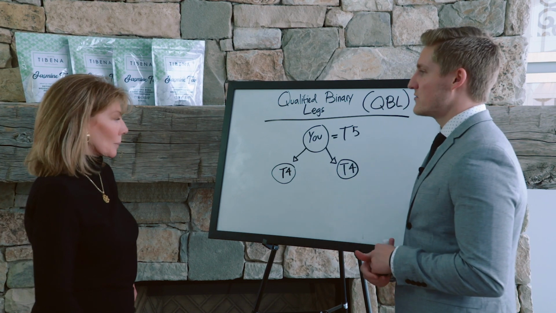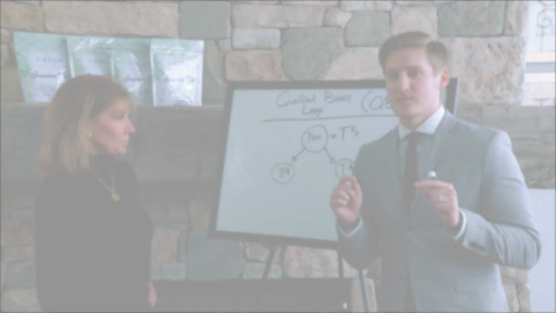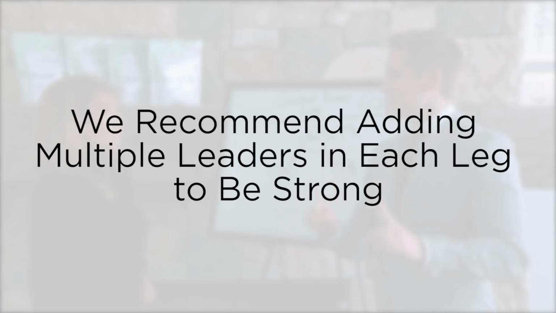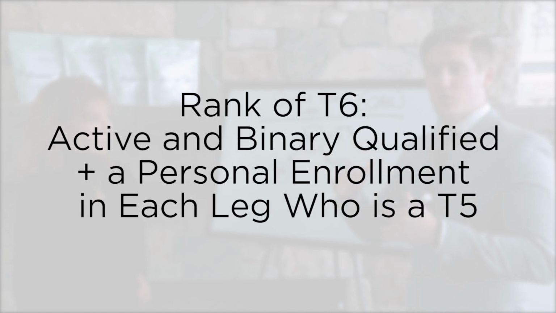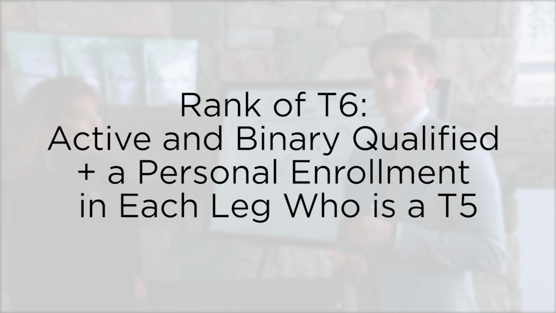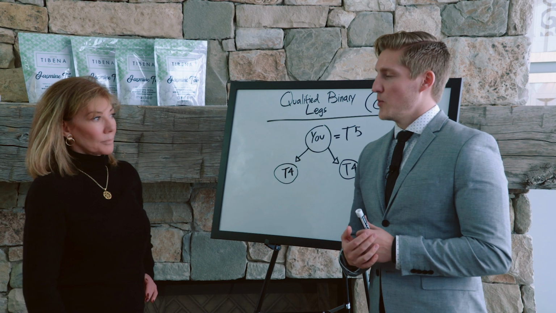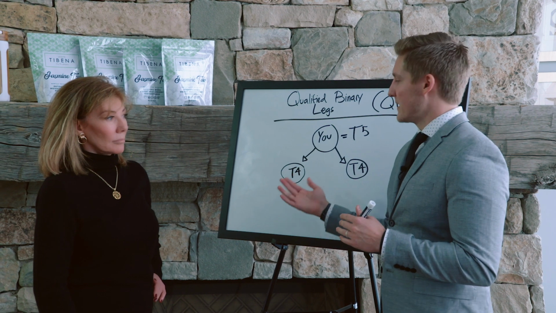So starting off right, put at least a minimum of one person in each leg that's going to be strong. We recommend putting a lot more than one in each leg. Multiple, because you never know. And you're definitely going to need this going forward, because as the ranks go forward, now you want to go for T6. Well, these two positions need to be T5 and so on. So it's really important that you're not hoping just one person goes through and makes it, because you never know.